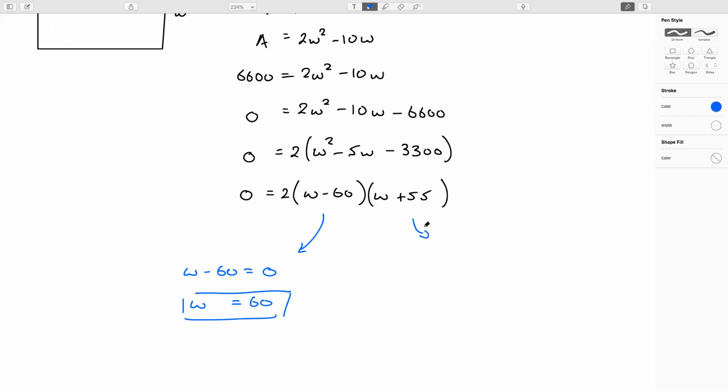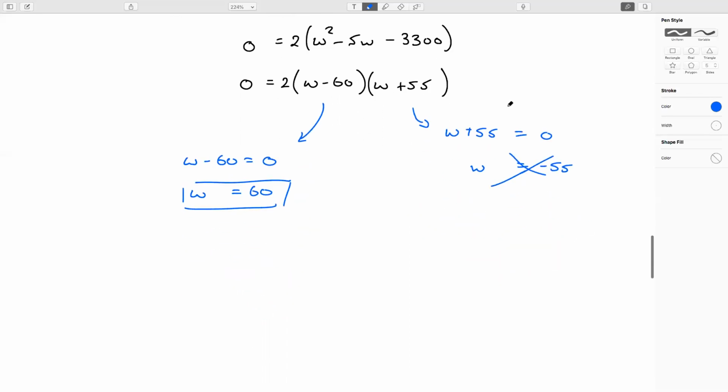We can use the other set of brackets to find the other solution. W plus 55 equals 0. I can move the 55 over, W equals negative 55. And if you were paying attention before, you probably notice that this is giving me a negative width, and we don't have negative widths. So that option's off the table for now. So we know the width. Width is 60. So now we can find our dimensions.